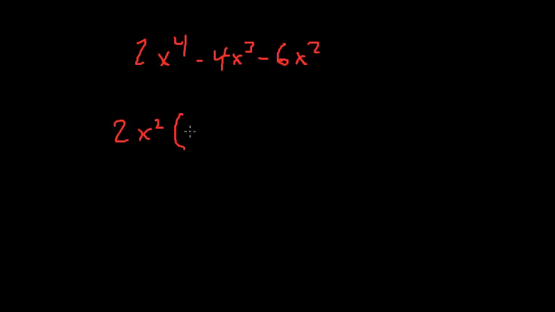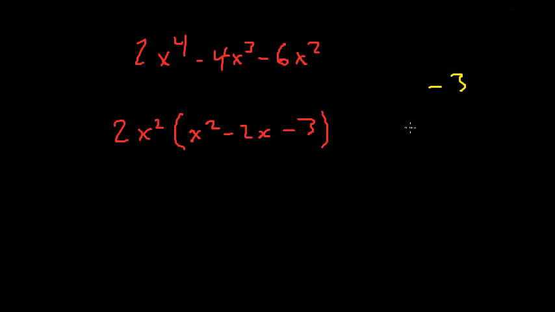This leaves me with x squared minus 2x minus 3. Now I have a trinomial here with a coefficient of 1, so I can use the new rules I just learned on how to factor this trinomial. So I'm looking for factors of negative 3 that will add up to a negative 2.